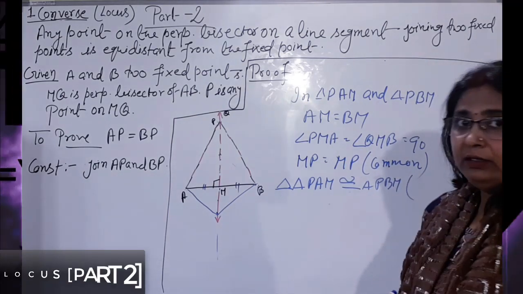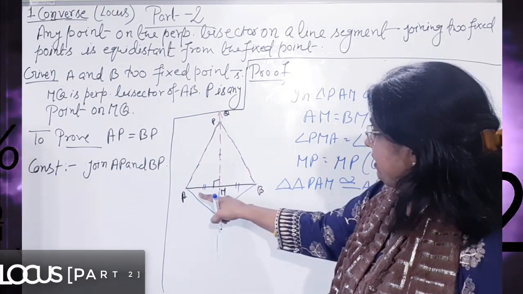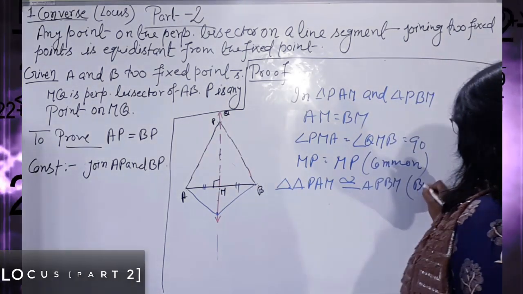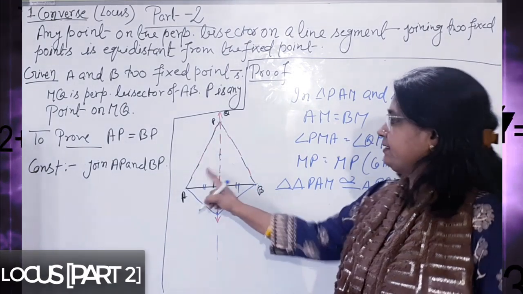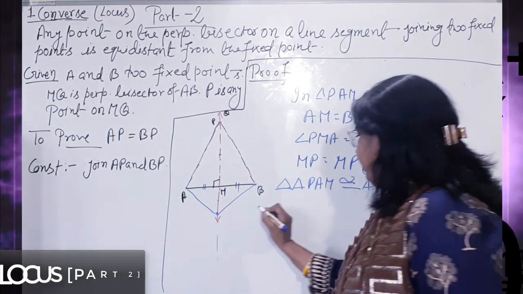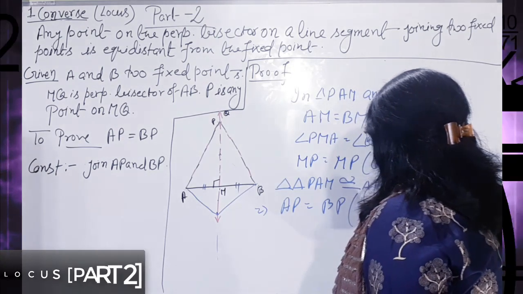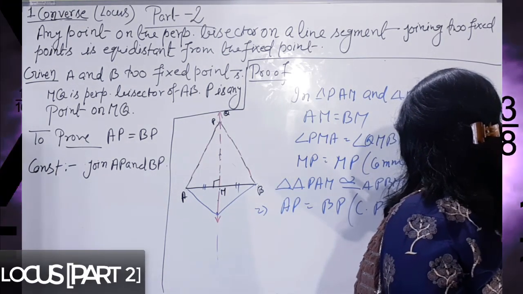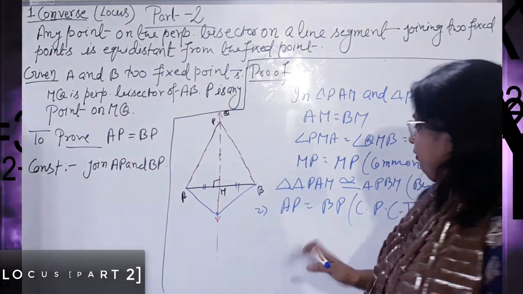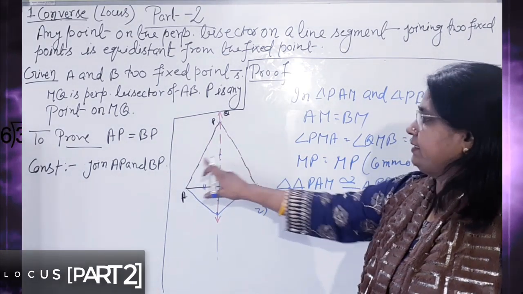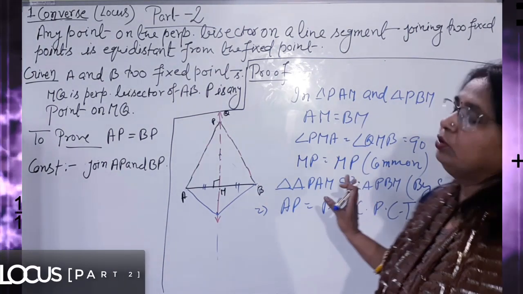By which property? By SAS, the postulate of congruency. Both triangles are congruent. And if both are congruent, it implies AP is equal to BP by CPCT, corresponding parts of congruent triangles. By this postulate, both sides are equal. That means the converse is also true. Here, the theorem and its converse are both proved.